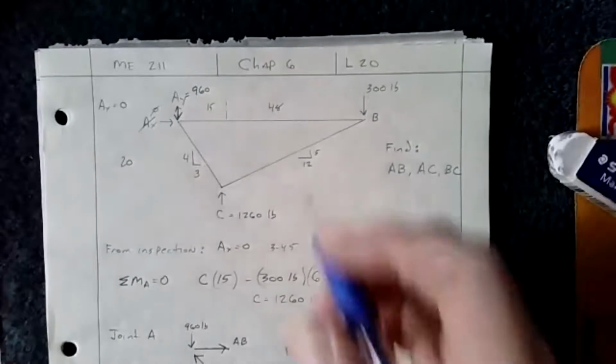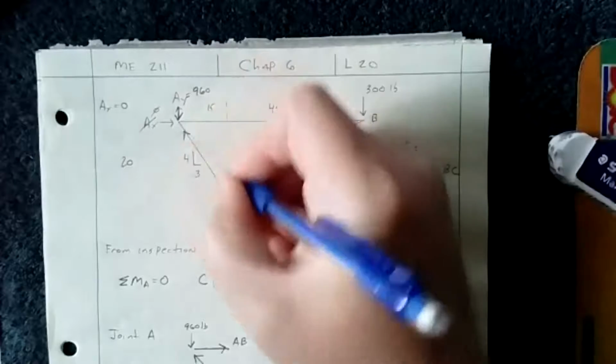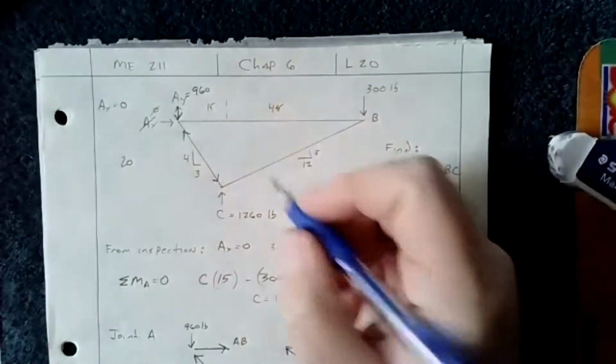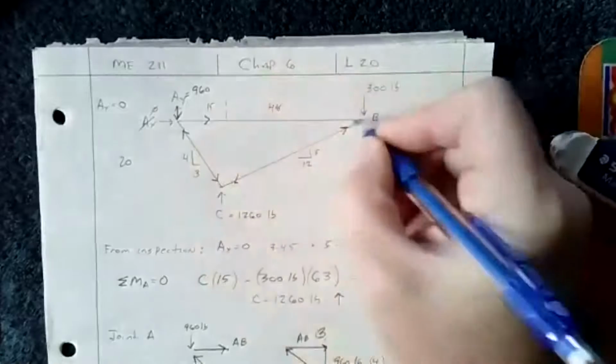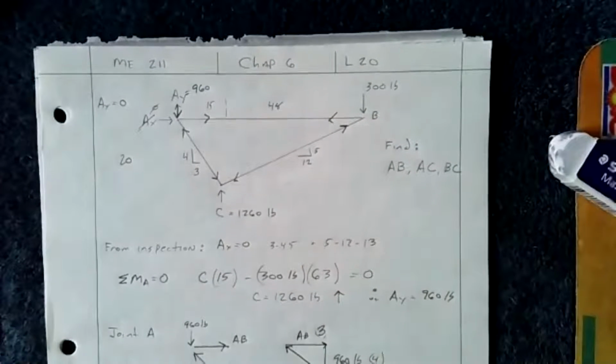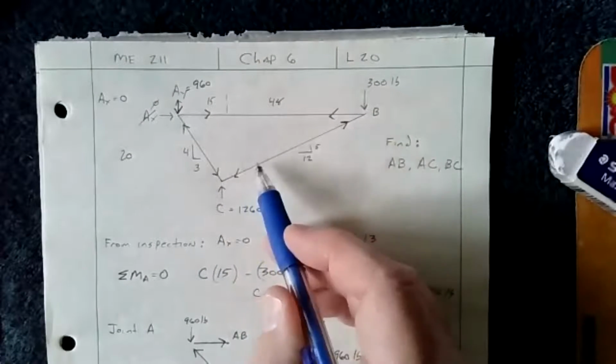Now, if we look at our diagram, the way to think about compression and tension is that if it's compression here, it has to be compression there. And if it's compression there, it goes like that. If that's tension, just like that. Because these have to always be equal and opposite. They can't point the same direction.